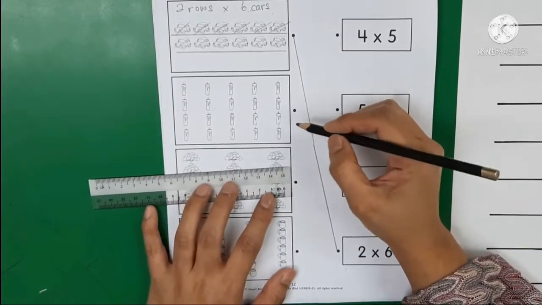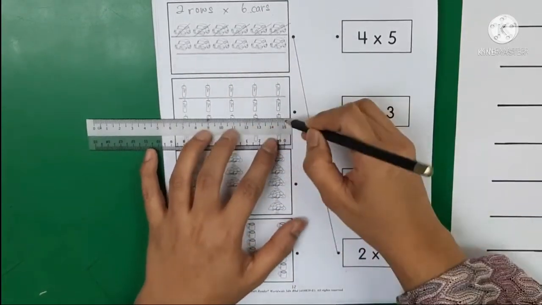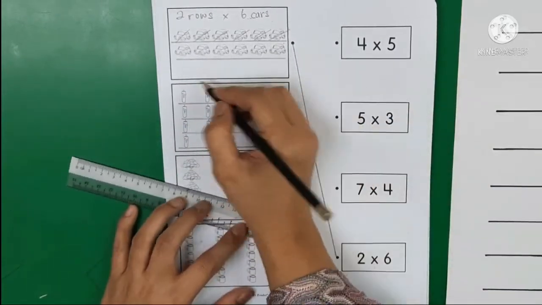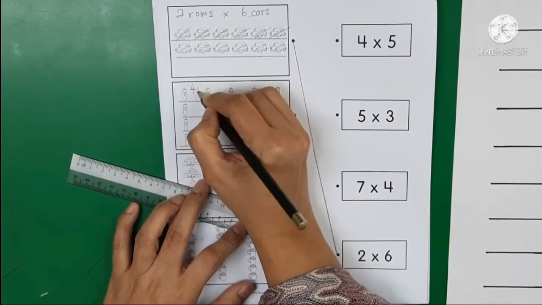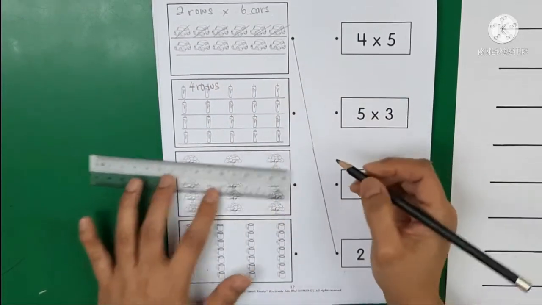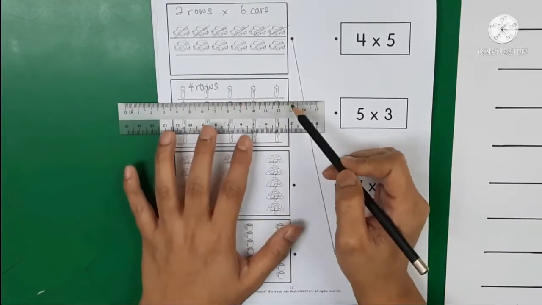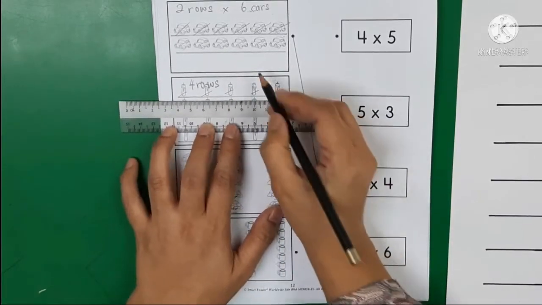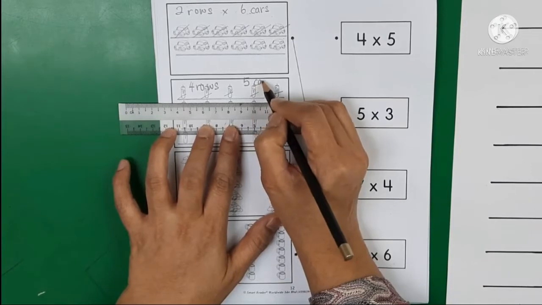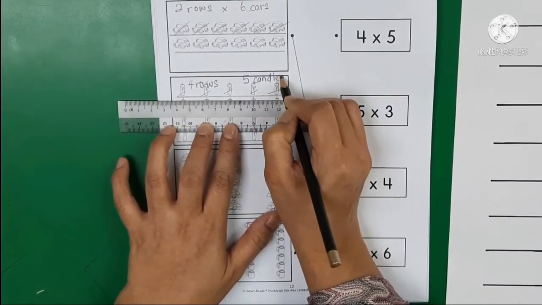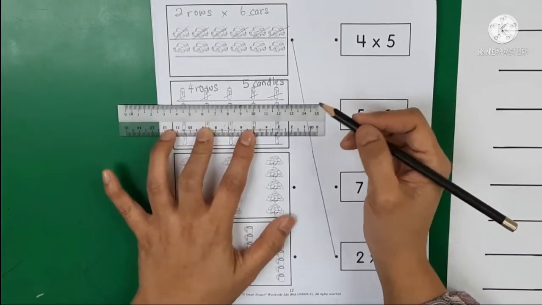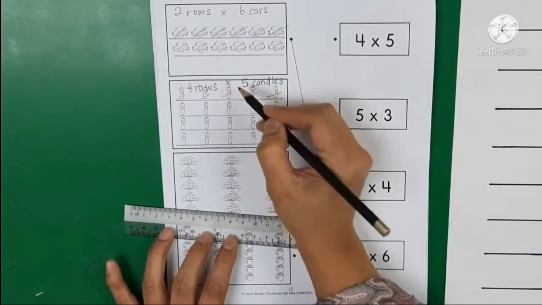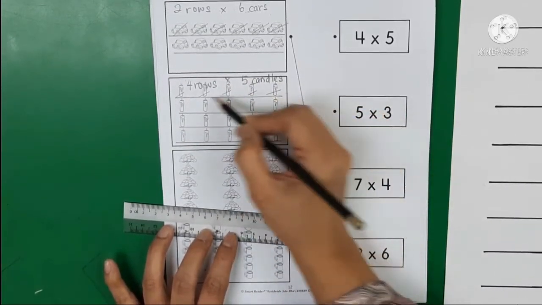First, let's identify how many rows. 1, 2, 3, 4 rows. So we have 4 rows. And each row has how many candles? Count for me. 1, 2, 3, 4, 5. 5. We have 5 candles. Candles. What is candle in Bahasa Malaysia? Lilin. Good job. So we have 4 rows times 5 candles in each row.